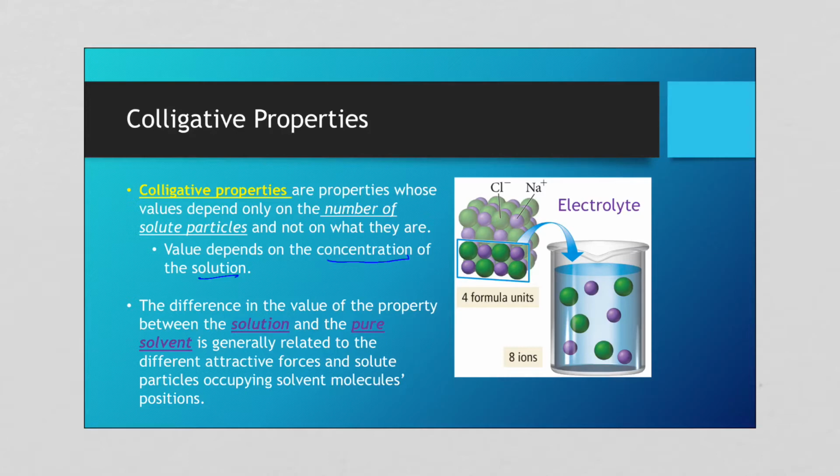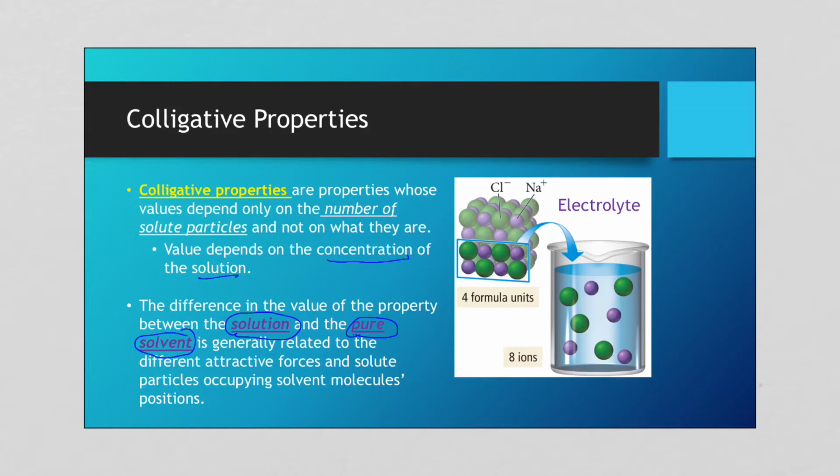When we think about these colligative properties, the one thing you need to keep in mind is we're always comparing the value of that particular property of the solution we're dealing with to that of the pure solvent. That's the baseline. So it's how the property of the solution changed relative to that of the pure solvent.